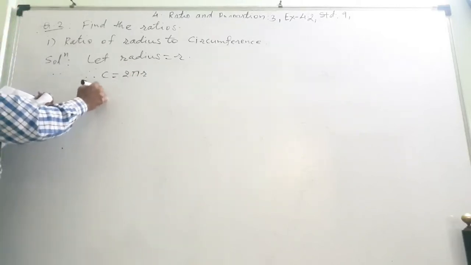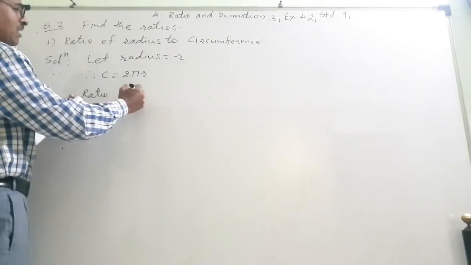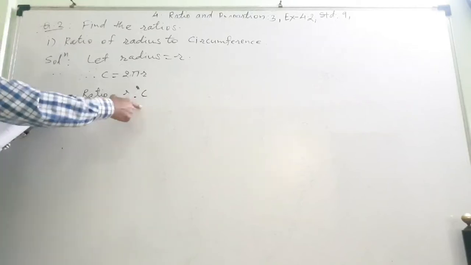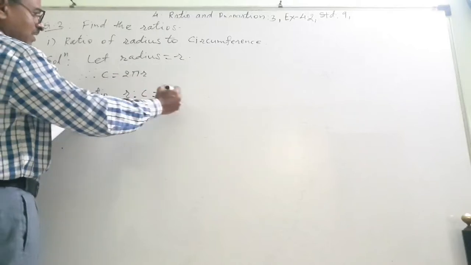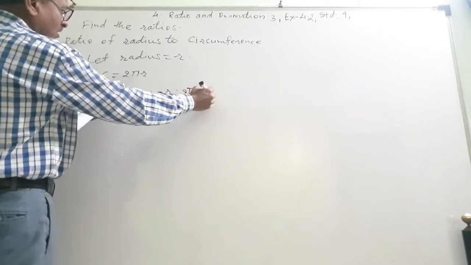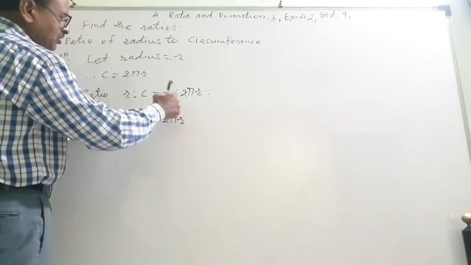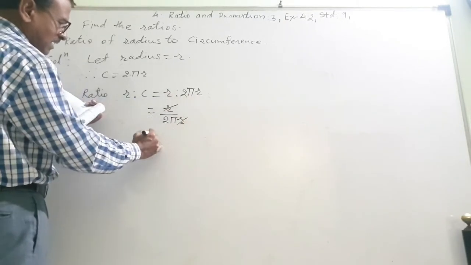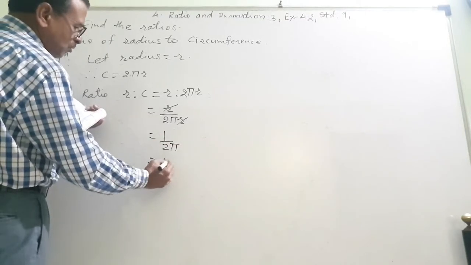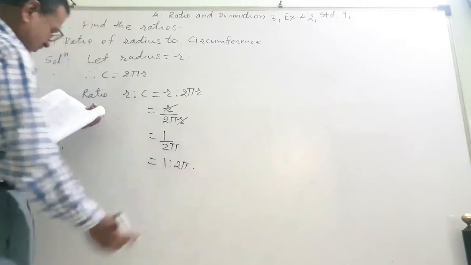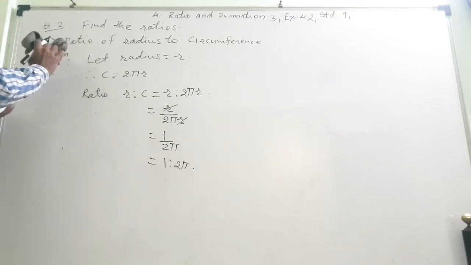Required ratio. What is that ratio? Radius to circumference, R is to C. Radius to circumference is equal to R is to 2 pi R. That is equal to R upon 2 pi R. Is to means upon. This R will cut, that is equal to 1 upon 2 pi, that is 1 is to 2 pi. This is the answer. Hope that you have understood.